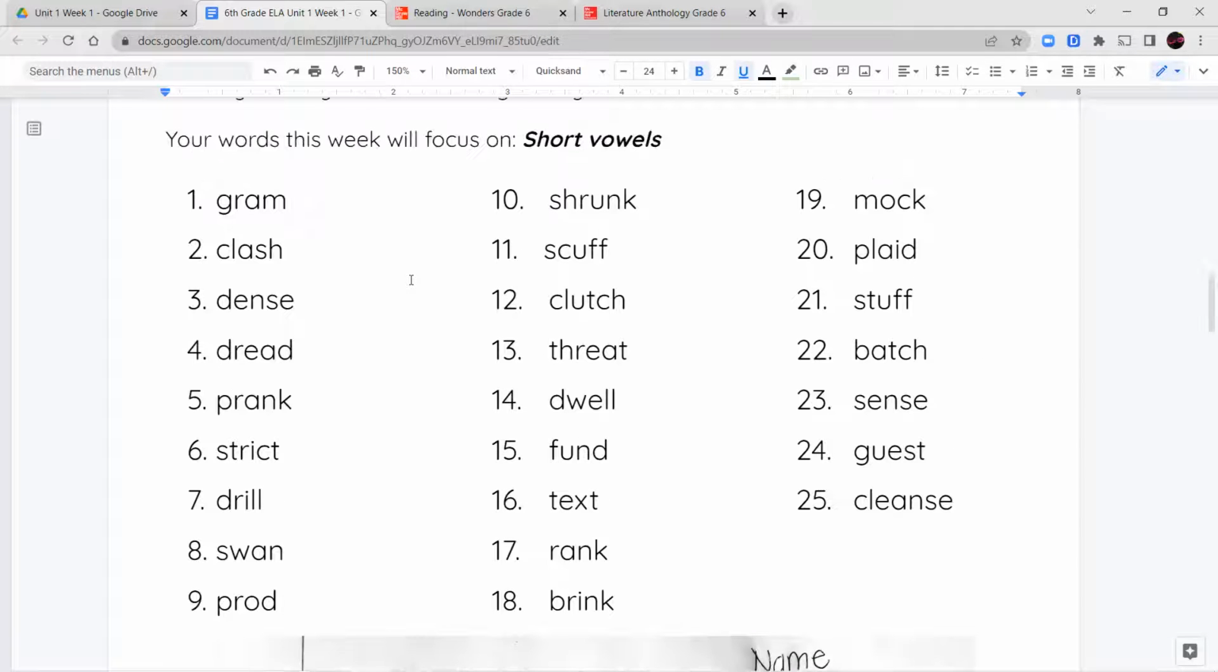Okay, we have the words: gram, flash, dense, dread, crank, strict, drill, swan, prod, shrunk, scuff, clutch, threat, dwell, fund, text, rank, brink, mock, plaid, stuff, batch, sense, guest, and cleanse.